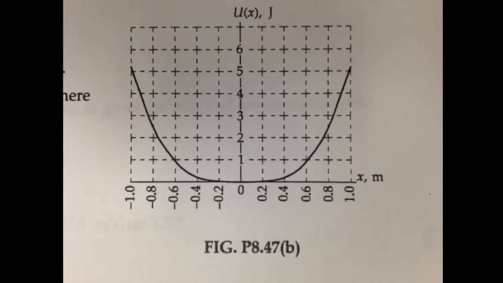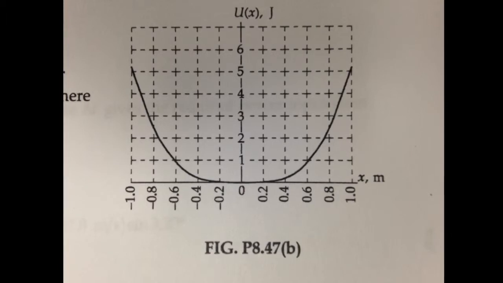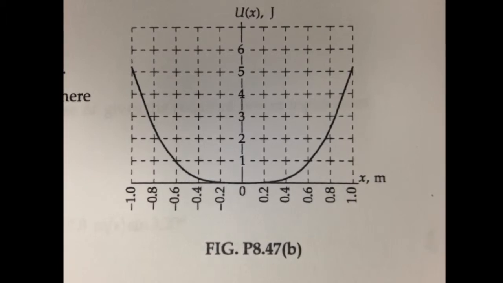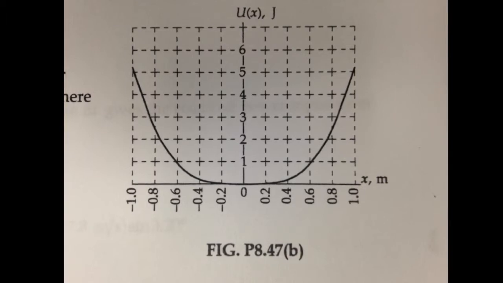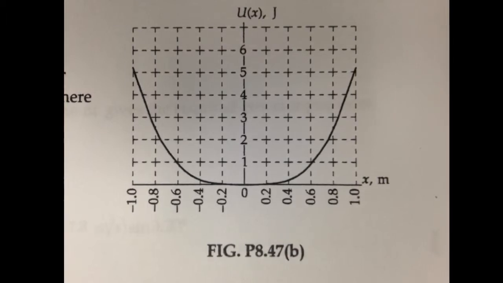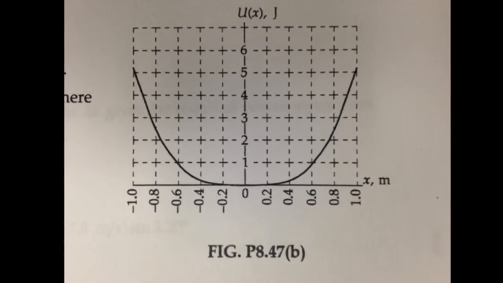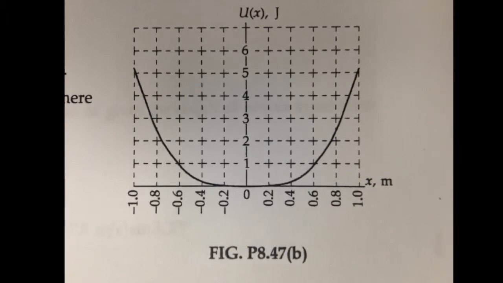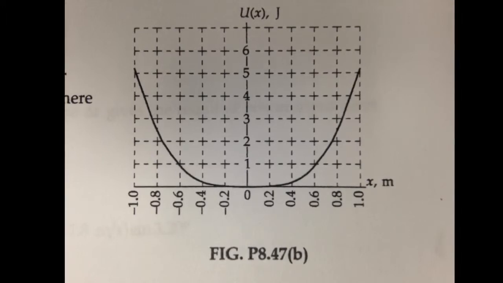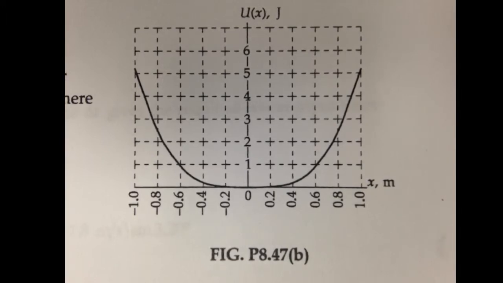Next, we plug in various values for x and calculate the potential energy at those points and plot a potential energy versus x graph. Every negative x value is equal to its positive value because x is squared, creating a parabola-shaped graph.